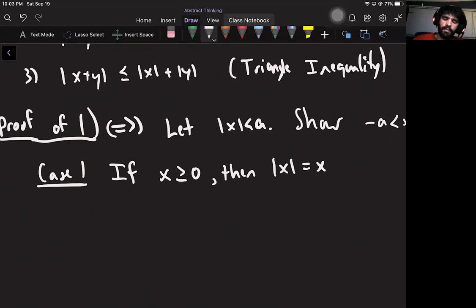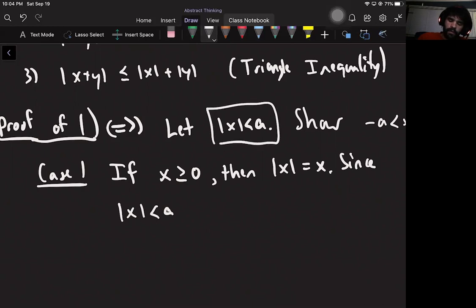So then I know that this guy is less than, sorry, let me say it like this. Since this guy is less than a, that's assumed up here, and that thing is just x, that was more of a parenthetical remark, I can just immediately conclude that x is less than a.